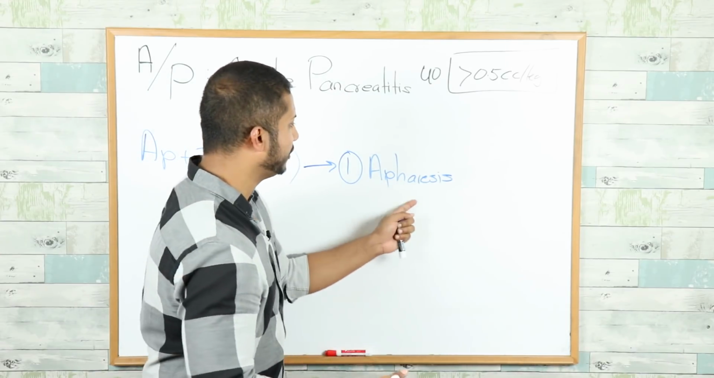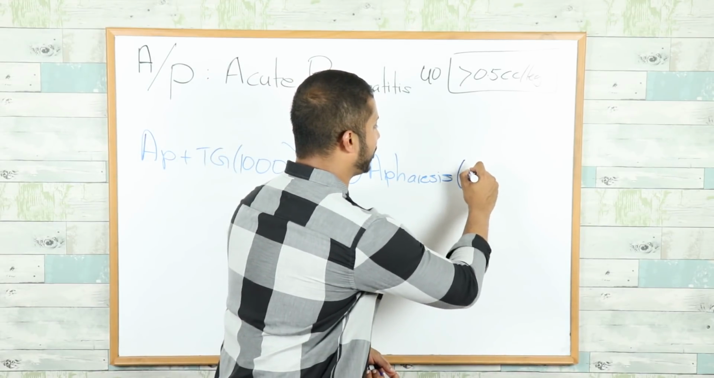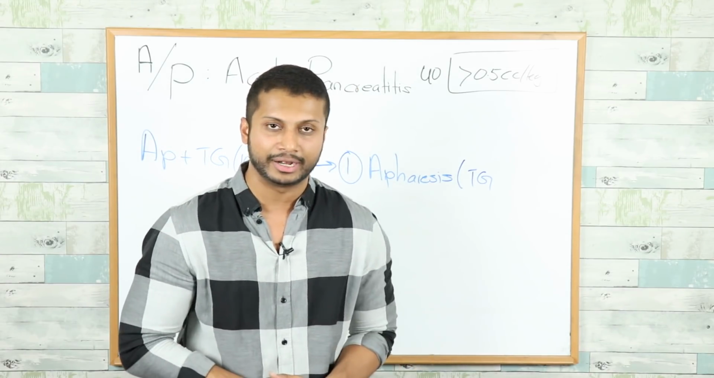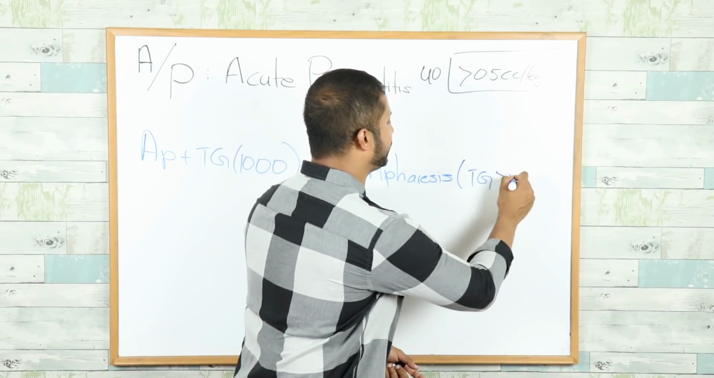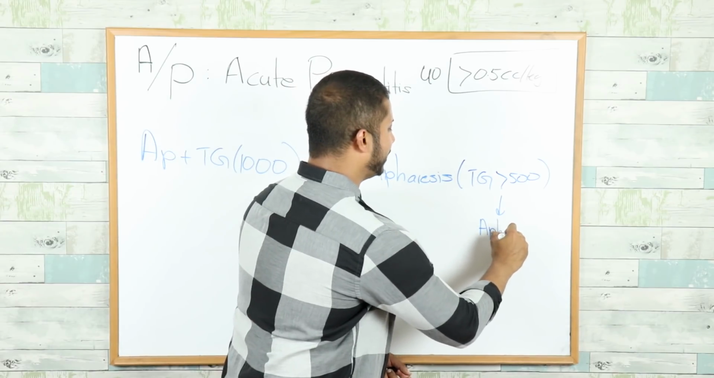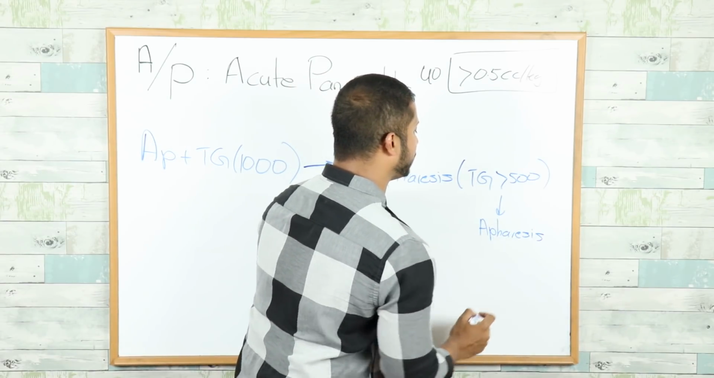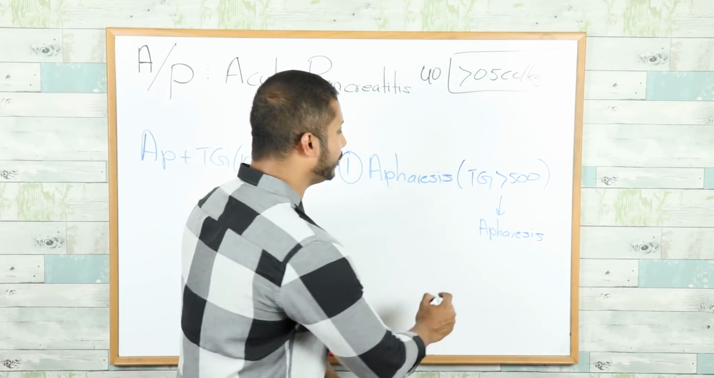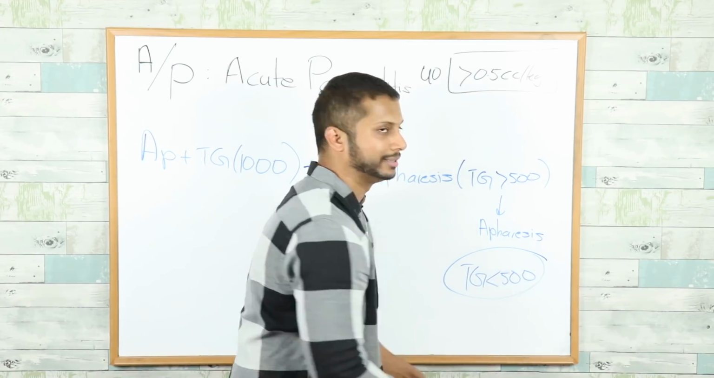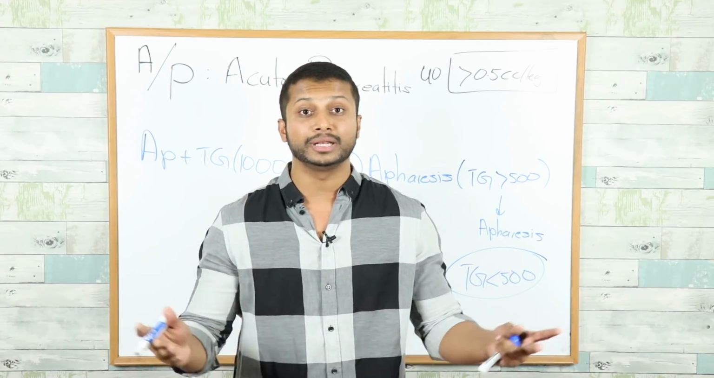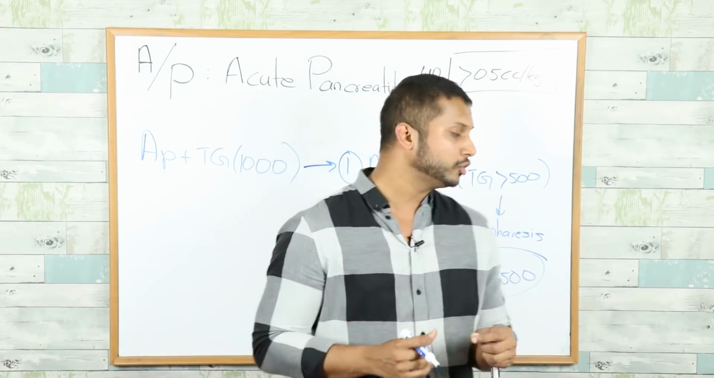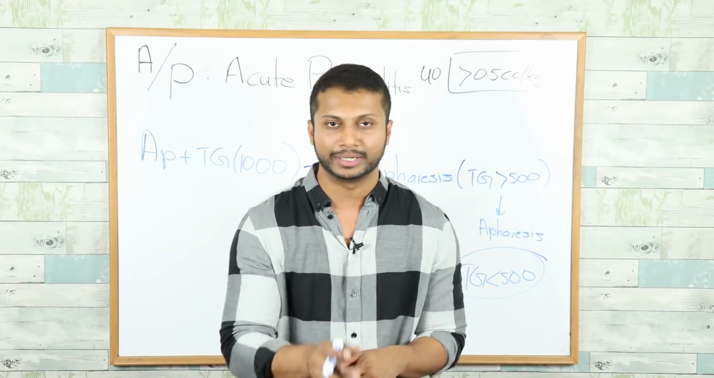You do a session of apheresis, and after that you repeat the triglyceride level, and your goal is to decrease the triglyceride level to less than 500. If the triglyceride level is still greater than 500, you can do one more session of apheresis and repeat your triglyceride level. If you reach your target of less than 500, then all is well. So your first important treatment, if your hospital has the facility, is apheresis, and after you bring it below 500, I will tell you what the treatment is in a very short time.